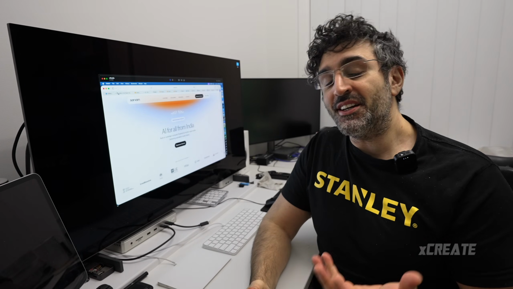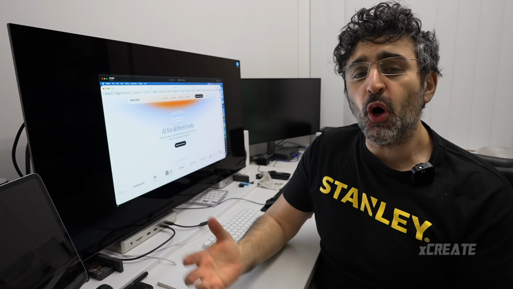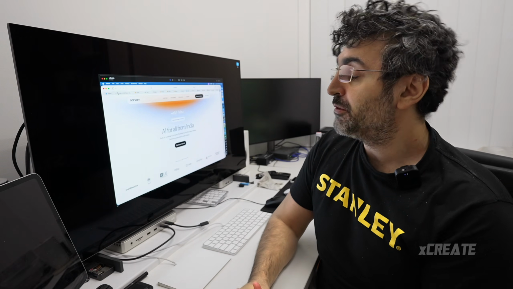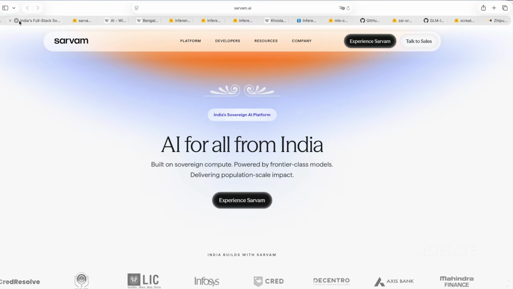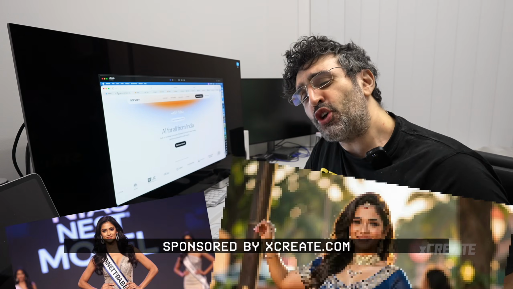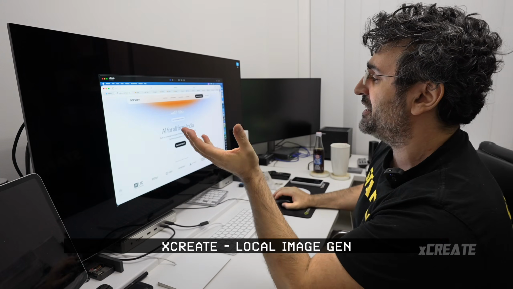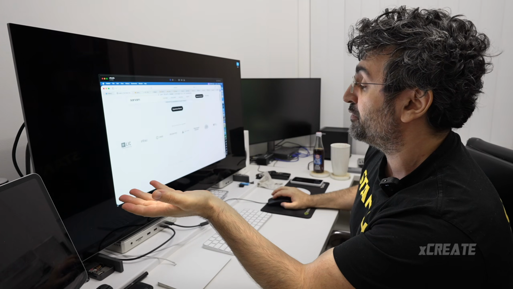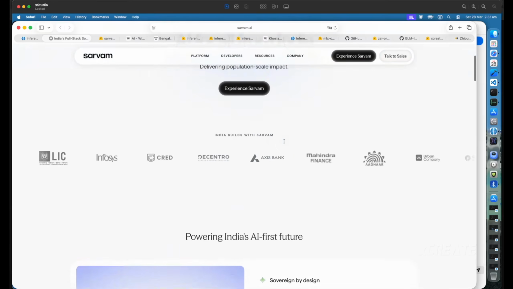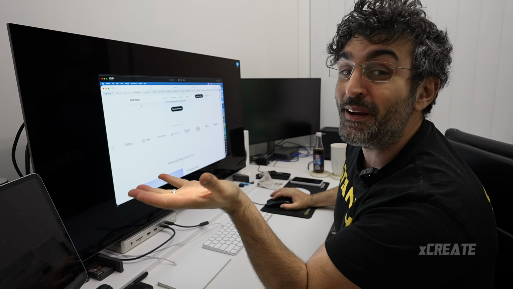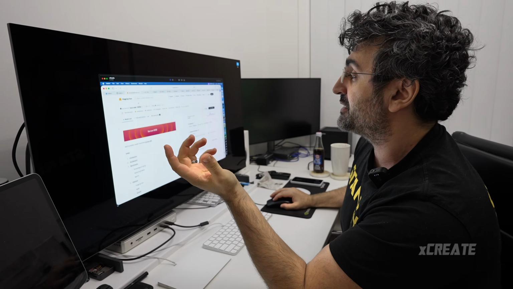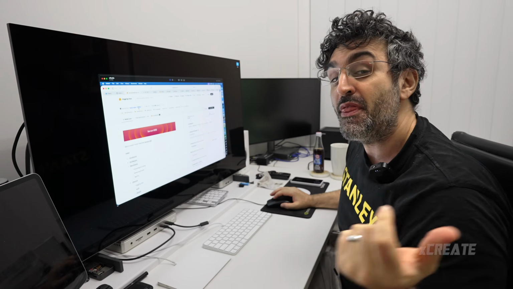Did you know that India now has its own frontier open local AI models? Sarvam is looking to be India's next top model. They're trying to build AI for all of India, from India. They have investors, including the same investors that invested in OpenAI. They have released Sarvam-105b and 30b.